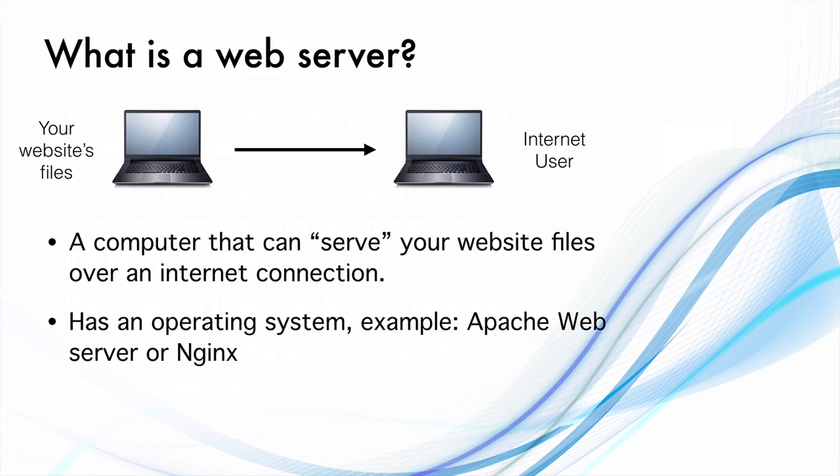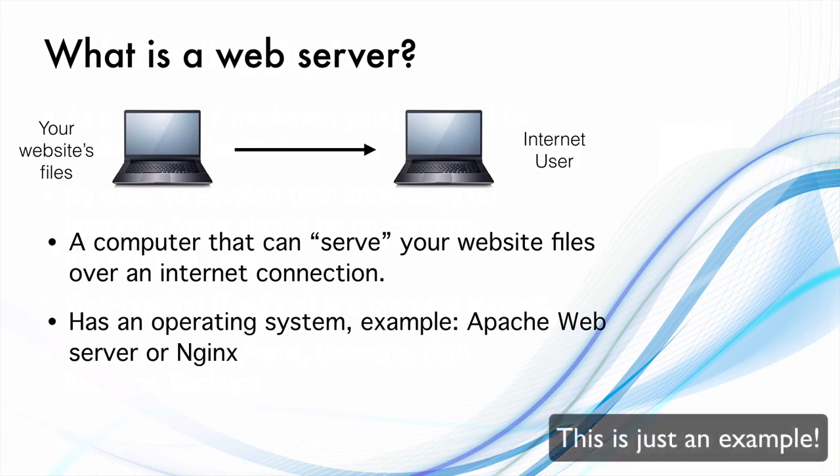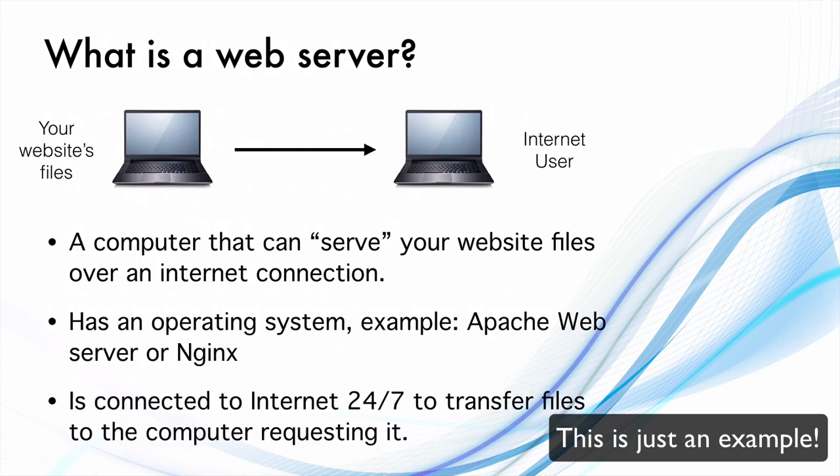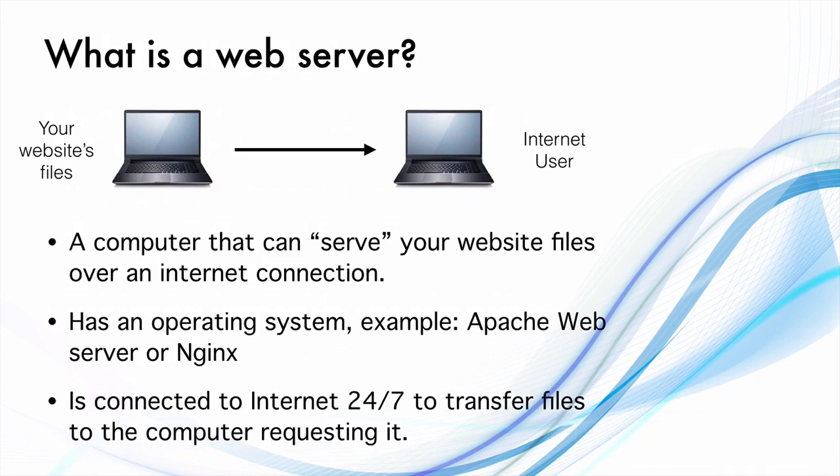It has an operating system. For example, if you install the Apache web server or Nginx server, your own laptop or the computer that you are using now can actually act as a server. What happens is that it has to be connected to the internet 24/7 to transfer the files from your computer to the computer which is requesting it. In the last lesson, we learned about domain names and how a domain name points to an IP address.